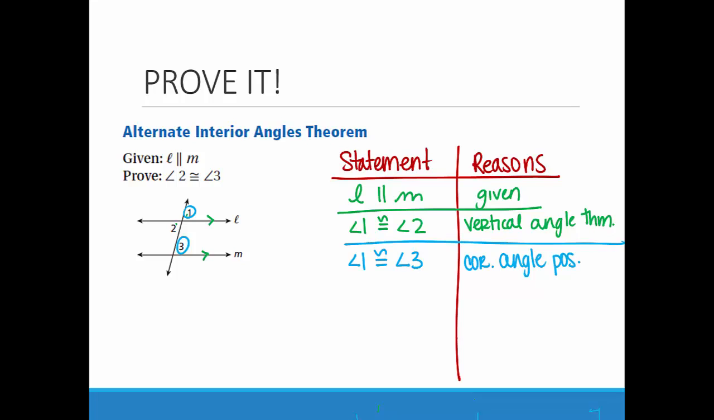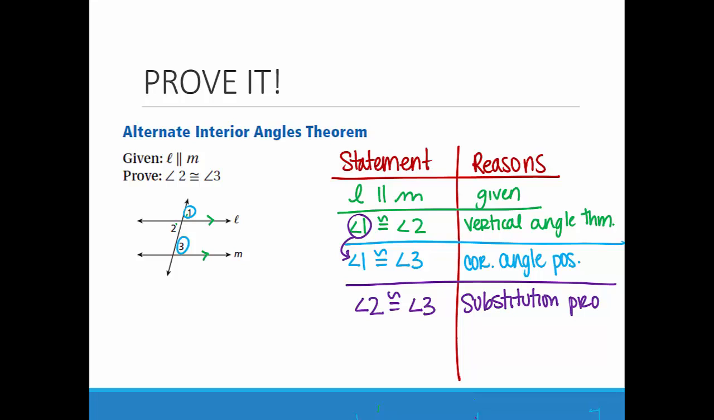And then we can either say by the transitive property, or if you want, you could say by substitution. Remember, our goal is to prove that angle 2 is congruent to angle 3. So if I know angle 2 is congruent to angle 1, I could substitute that in, or you could use kind of like the law of syllogism. So I'm going to say substitution of congruence. Or you could say transitive property, it doesn't really matter.